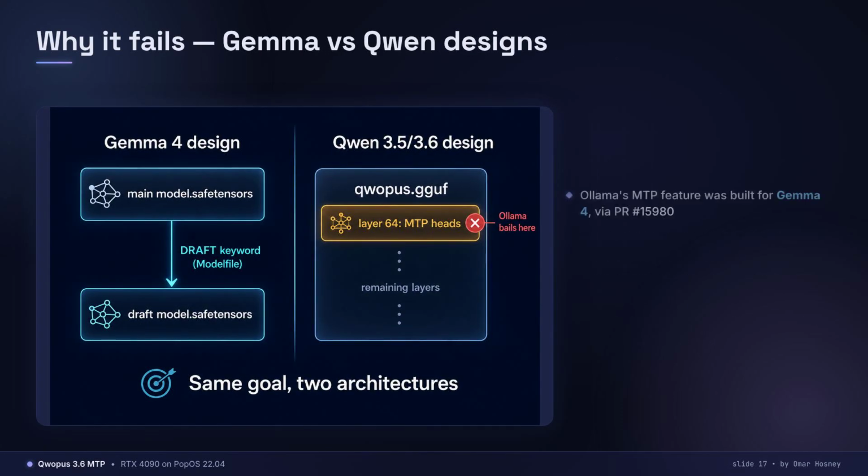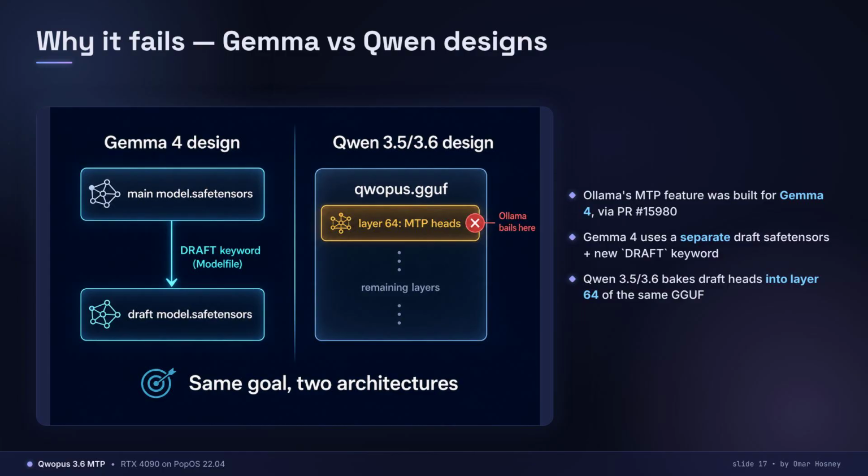Here is the root cause. Ollama's MTP support, added by pull request 15980, was designed for Gemma 4. Gemma 4 keeps its draft model in a separate safetensors file, pointed at via a new DRAFT keyword in the Modelfile. The Qwen 3.5 and 3.6 family takes the opposite approach. The draft heads are baked directly into layer 64 of the same GGUF.